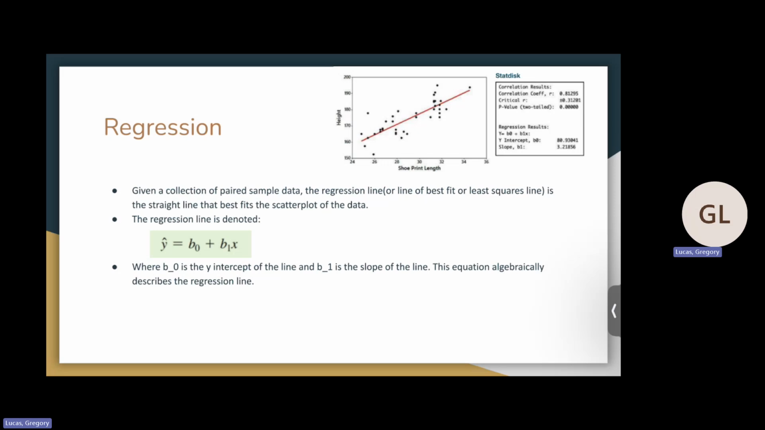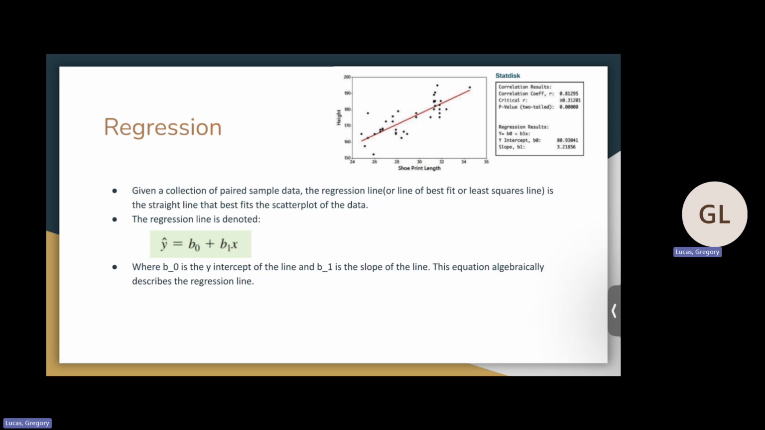We're going to write this as y hat, so this little caret on top of the y is called y hat, is equal to b naught plus b1 of x. So b0 or b sub 0, b naught, all interchangeable, means the same thing. So b sub 0 is the y-intercept of the line, and b sub 1 is the slope of the line. The equation algebraically describes the regression line.